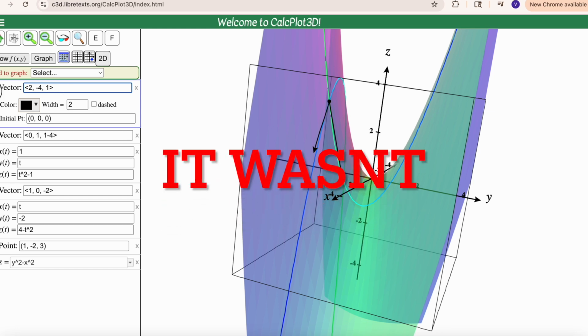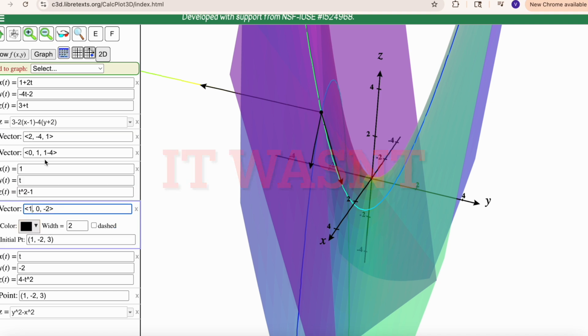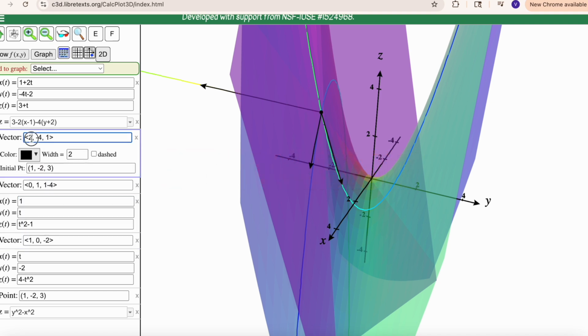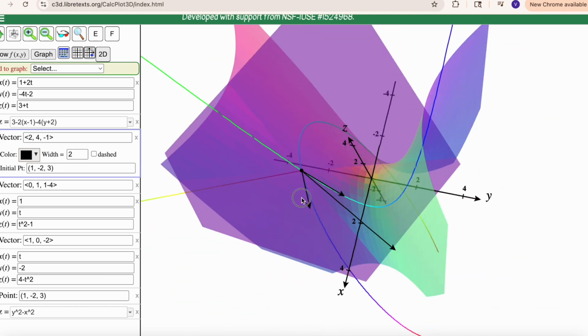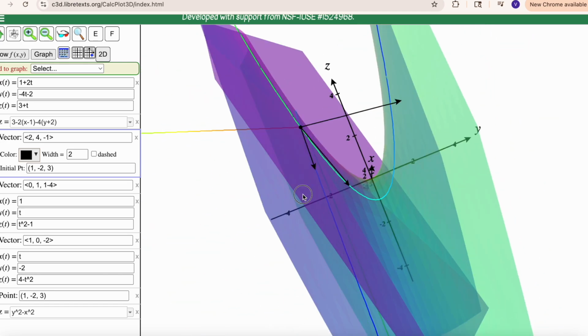Hopefully that's correct. The partial with respect to x of that is 2, which I have here. Then my partial with respect to y is 2y times -2, which is -4. But take the opposite of that, it's going to be 4. And then 1. Negative 1. Let's see if that works. That seems a lot better.